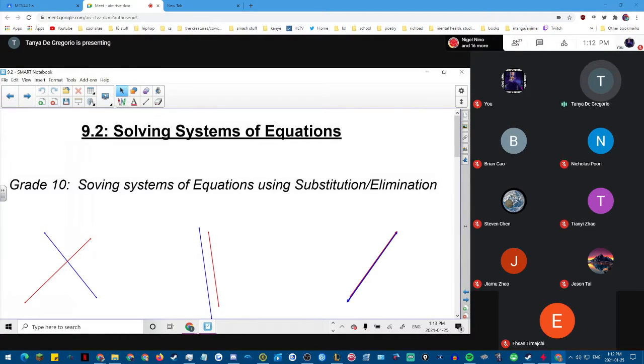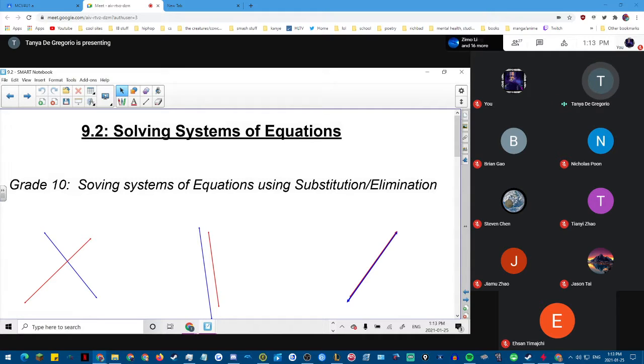Okay, so as we saw in the last lesson, we have to solve a system of equations, right? We used substitution in order to find our S and our T. So what I'm going to show you in 9.2 is another way to solve a system of equations, okay?